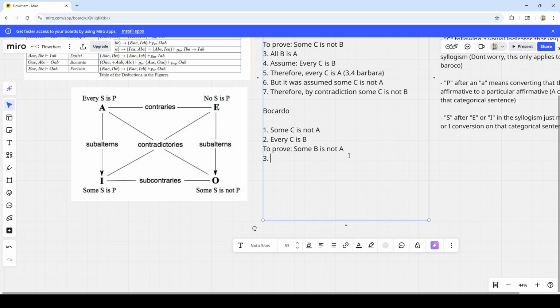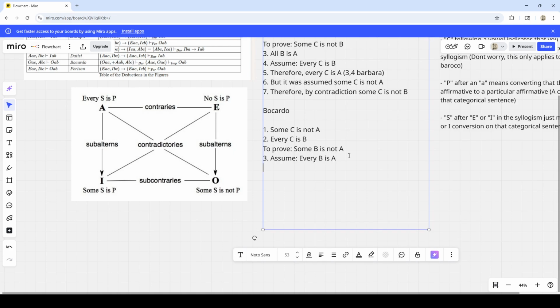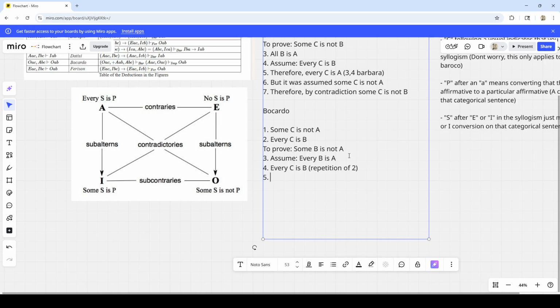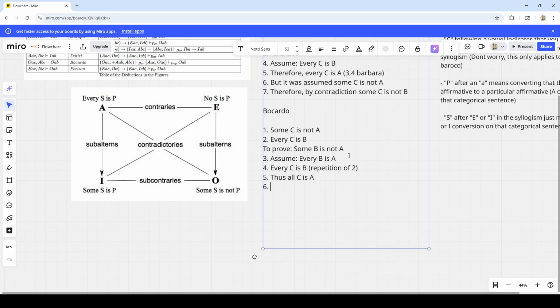So we assume the negation. So assume that every B is A. Every B is A. And we know that every C is B because we just restate it. This is what we call repetition, by the way. Repetition of 2. And then we can conclude, thus, all C is A. But it was assumed that some C is not A, right?